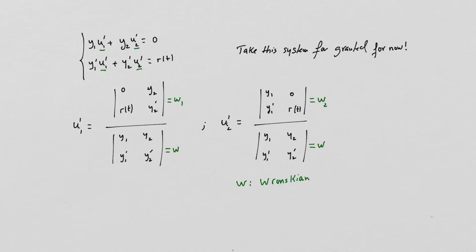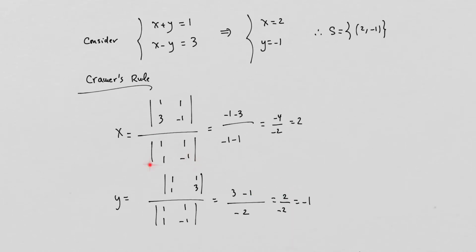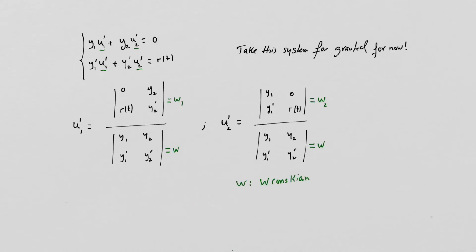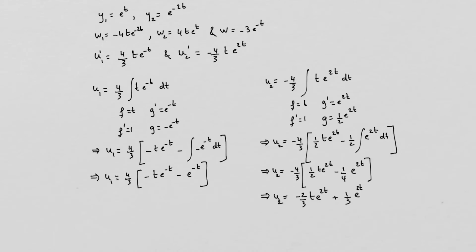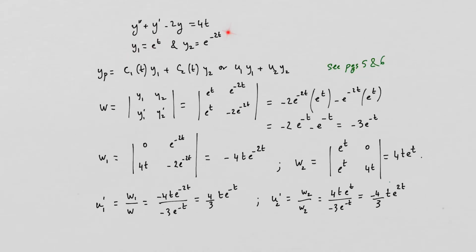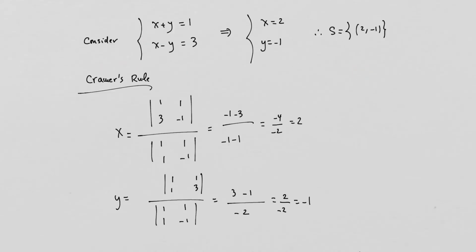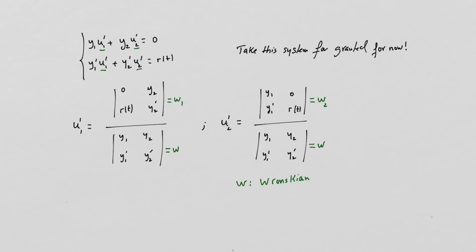They could be numbers, right? As we did here. These are just numbers. But they can also be functions, like in our case. So R of t is the forcing function. And y1 and y2, remember, are functions. So the Wronskian, in this case, is a function.